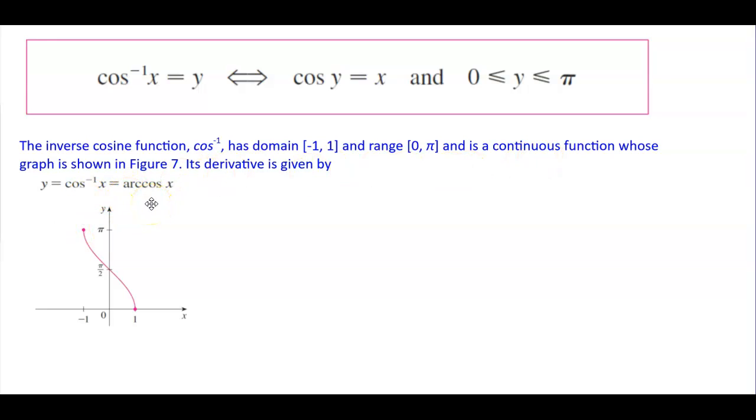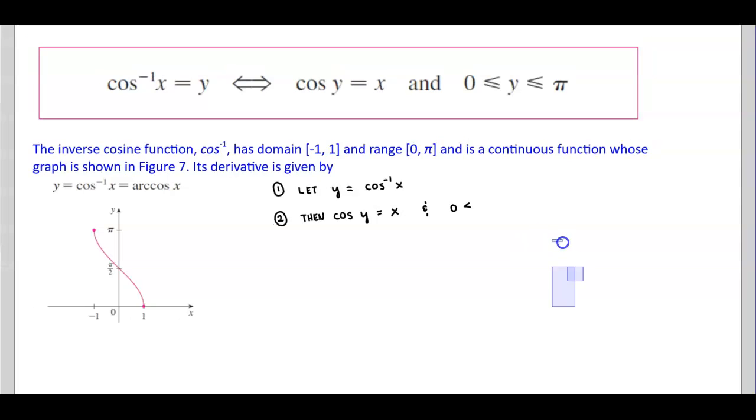Now its derivative is given by the following. So let's go ahead and prove that. The first thing is we're going to let y equal the cosine inverse of x. Then we would say that the cosine of y is equal to x, and that y is going to be between 0 and pi inclusively.